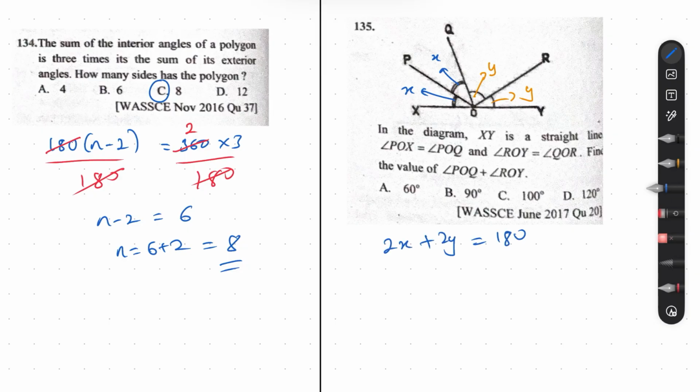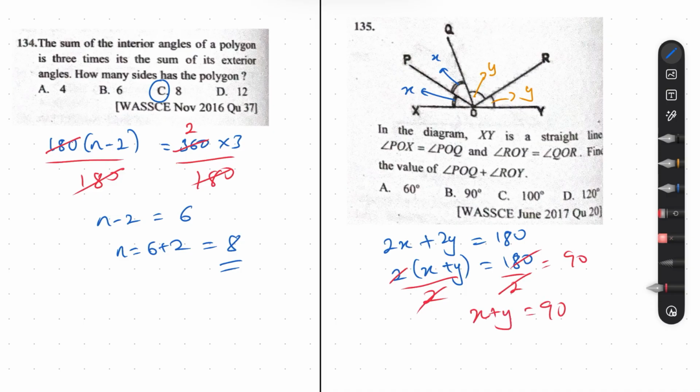So 2x plus 2y should give us 180. Now let's factor out 2 from here: 2 times x plus y is equal to 180. Now we can divide both sides by 2 and we can cancel out. 2 cancels this 2, and here will be 90. That means x plus y is equal to 90.